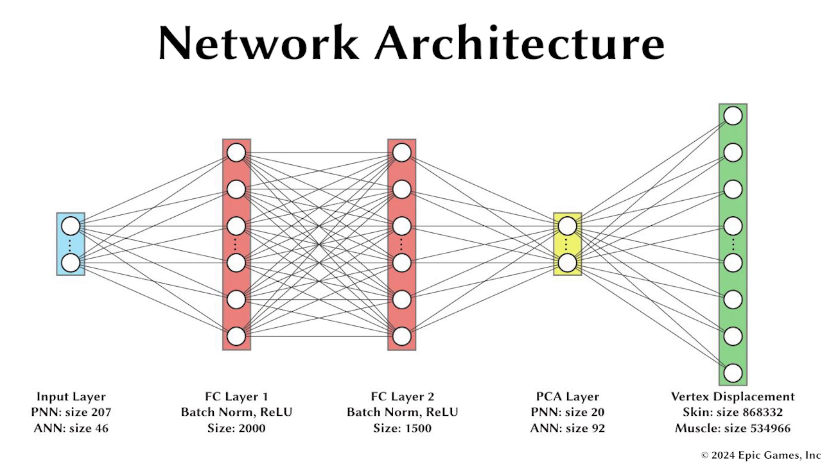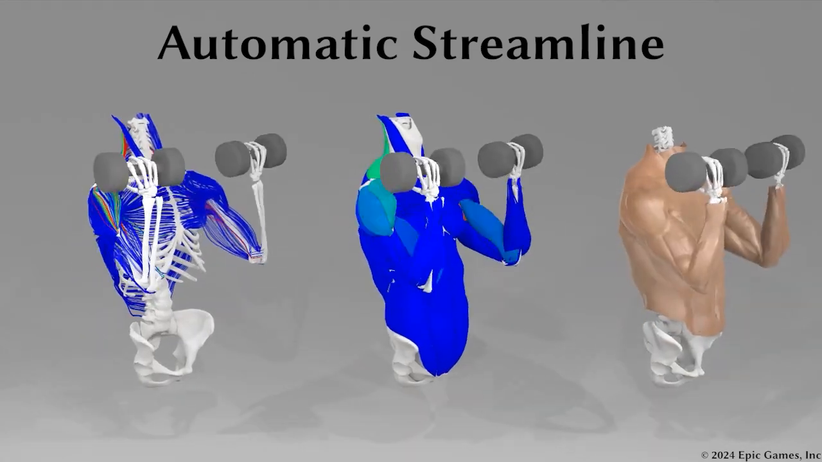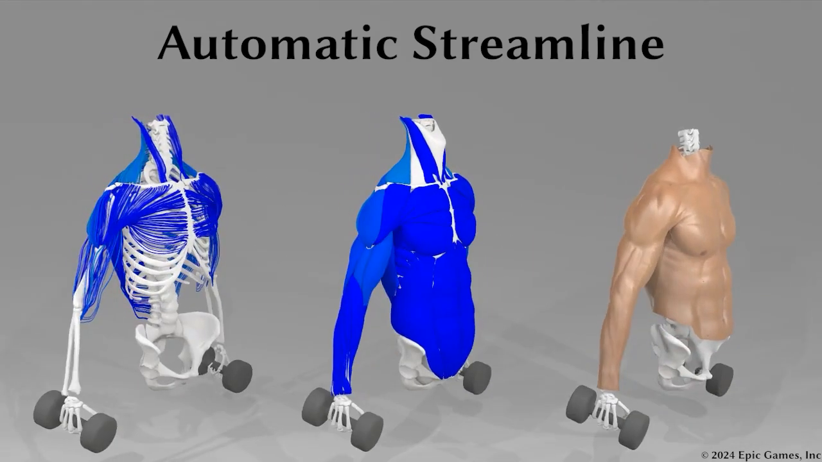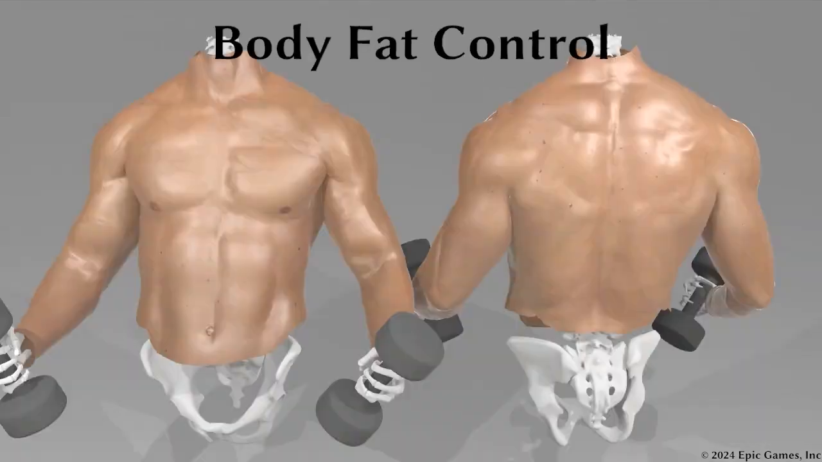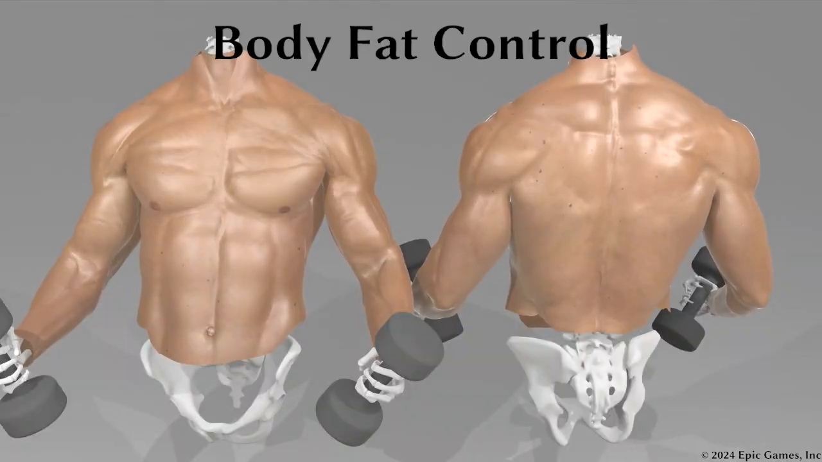We train both PNN and ANN on muscles as well as the combination of inner and outer skin. The PNN on muscles will produce updated muscle fiber streamlines at given poses. Combining both the inner and outer skin allows us to control the body fat percentage dynamically.